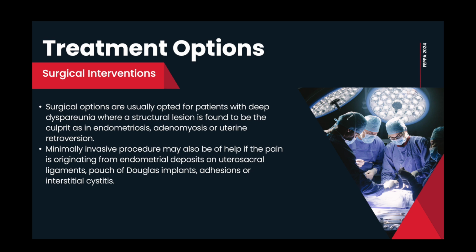As far as treatment options are concerned, let's discuss the role of surgical interventions first. And let me tell you this. For us, the surgeons, when we find a lesion, we feel like operating on it. But be careful, surgical interventions have a limited role in patients having dyspareunia. It can be done for a patient who complains of deep dyspareunia where a structural lesion is found to be the culprit, as in cases of endometriosis, adenomyosis, or uterine retroversion.